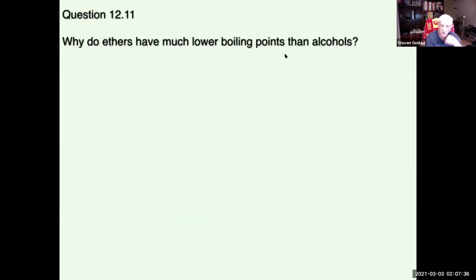So why do ethers have much lower boiling points than alcohols? Alcohols are ROH, ethers are ROR. What does an alcohol have, by looking at its formula there, that an ether does not have?